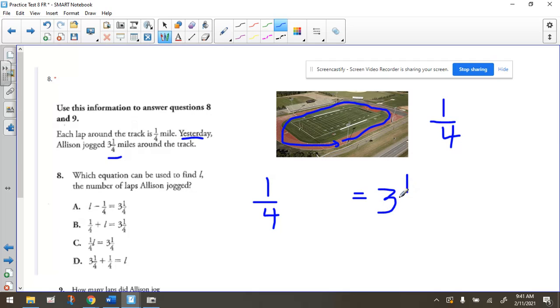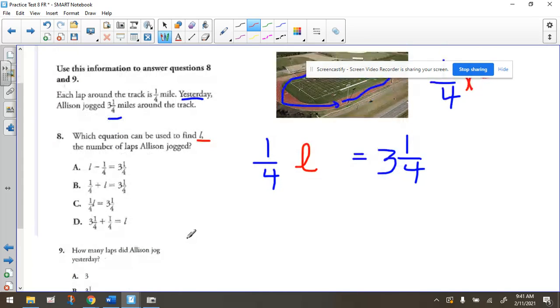Now, just a second ago, we said if she took 2 laps around, wouldn't we be multiplying this by 2? But we don't know how many laps, so they want us to use a variable. That means we're going to be using L in here. And is it appropriate that we're multiplying 1/4 times L to get 3 1/4? The answer to that question is yes. So you should be picking choice C for number 8.